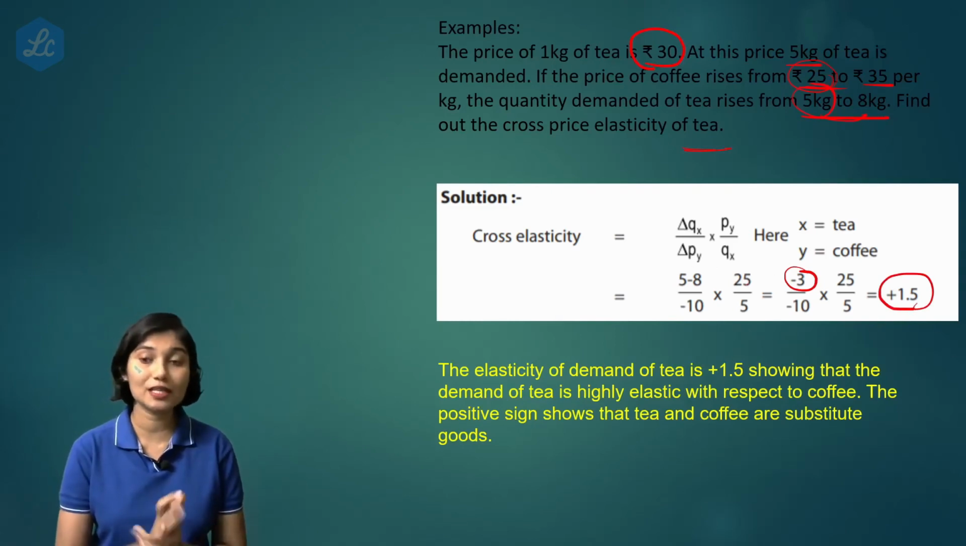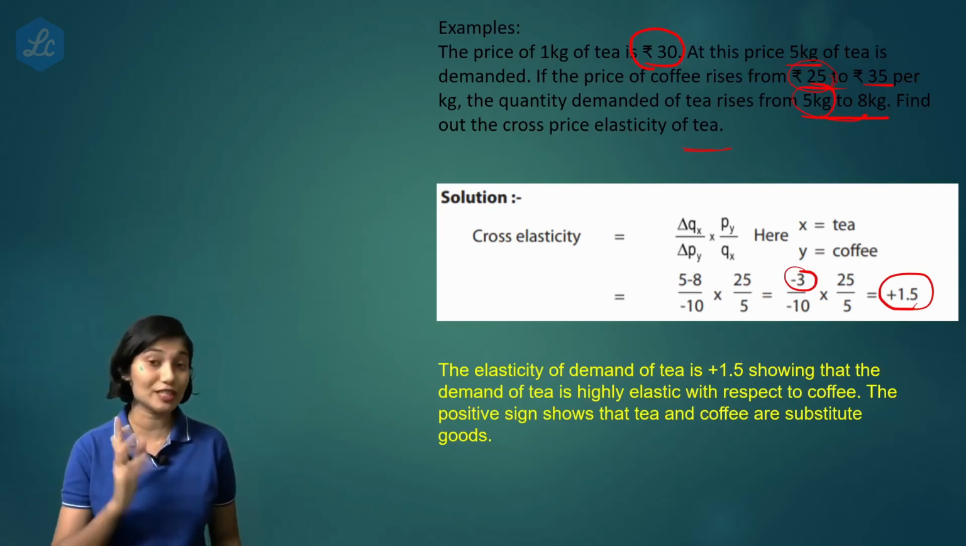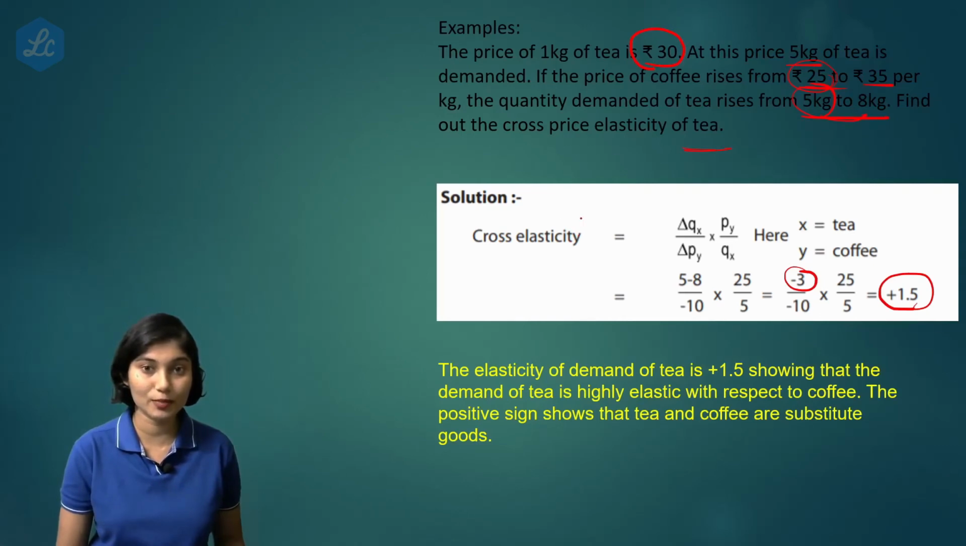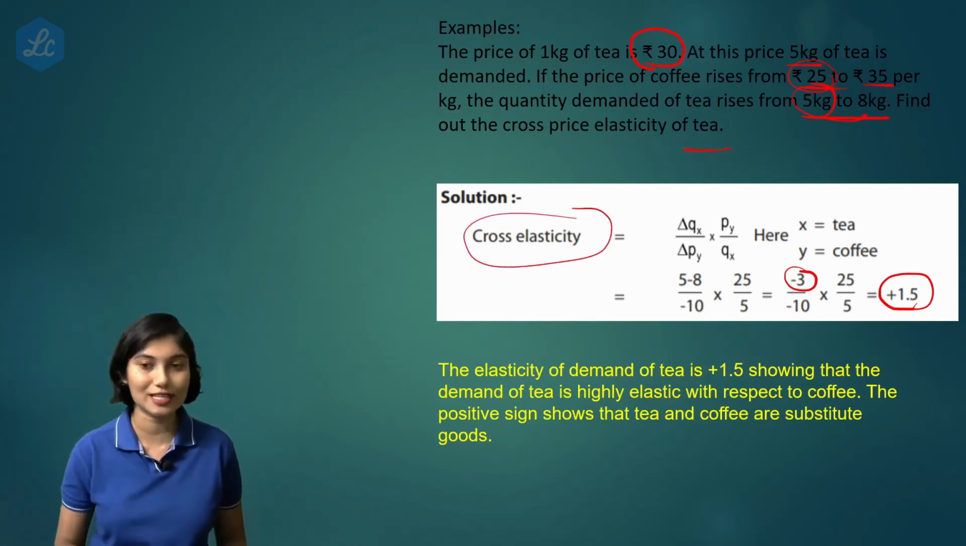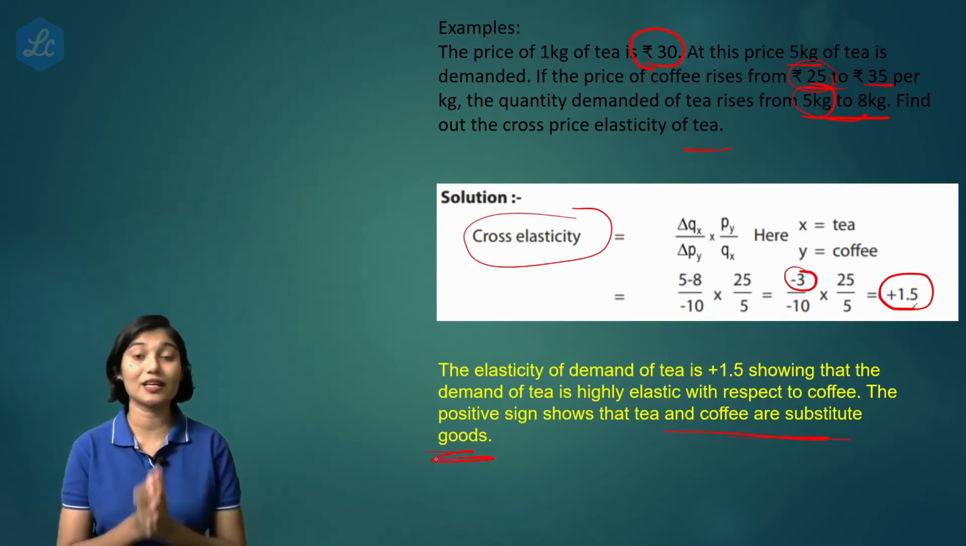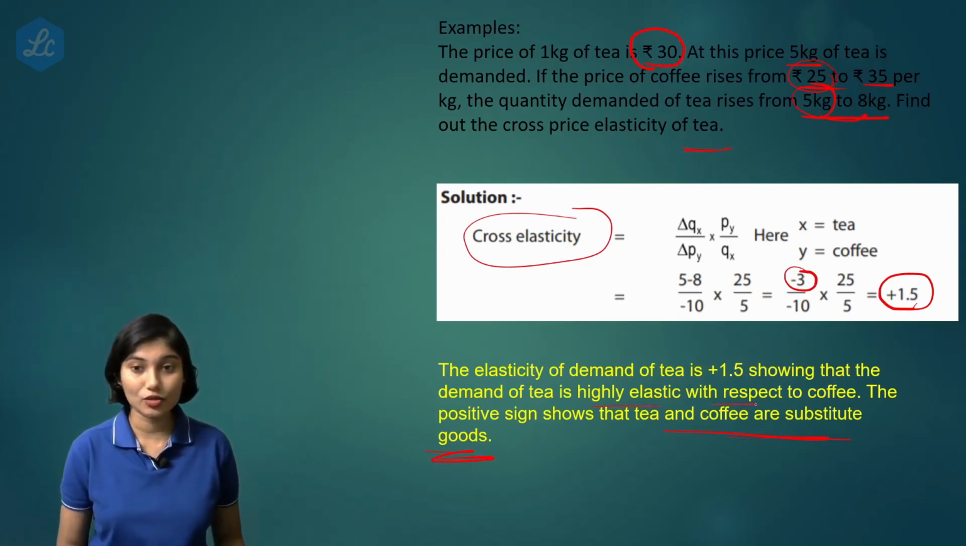So that means here it is a positive coefficient. Now when you have a positive coefficient in cross elasticity, this is the best way to understand. Whenever you have a positive coefficient in cross elasticity, that means that particular product is a substitute. Okay. So if you have positive, what does it mean? They are substitute goods. They are highly elastic. So here in this case, the quantity demanded of tea is highly elastic when it comes to coffee.